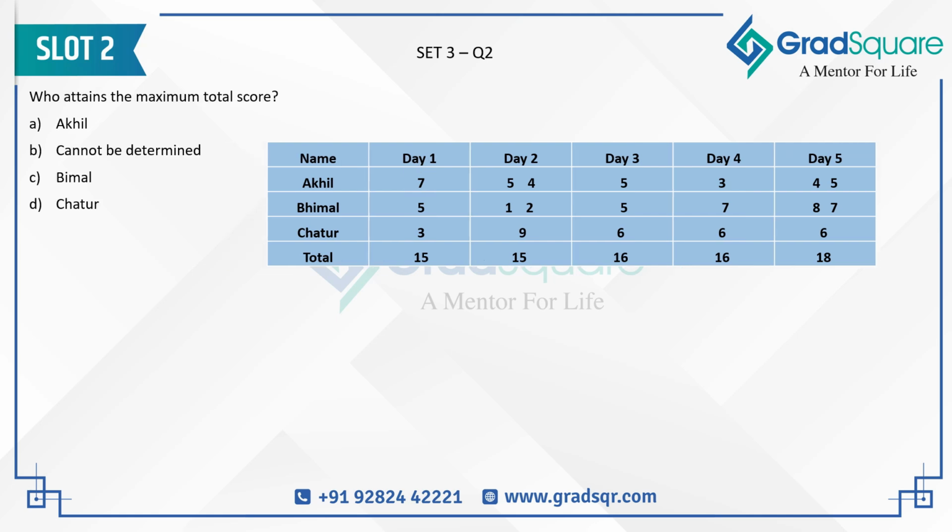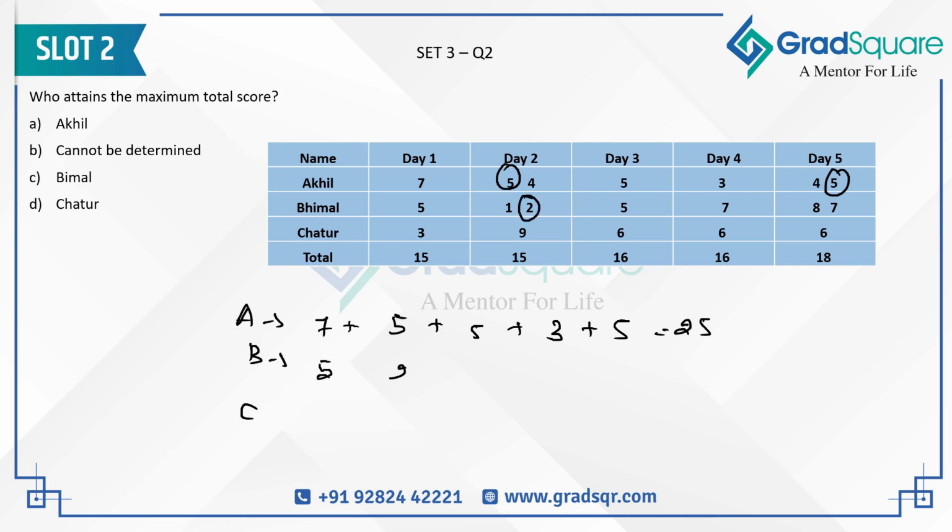Moving on to the second question. Who attains the maximum total score? So for maximum total score, I am going to check all the possible cases. Akhil has 7. For the possible score, I am going to take the maximum possible value. So 5, 3, and here the maximum value will be 5. So summing up, I get 20. This is 20 and 20, and this is 25. Okay. And Bimal is going to have the maximum score. So for maximum score I'm going to take 2, and 5, and 7, and for maximum I'm going to take 8 here. So this is going to give me 27 as the total score.